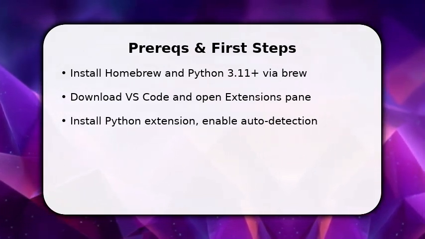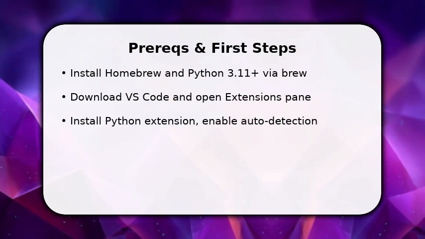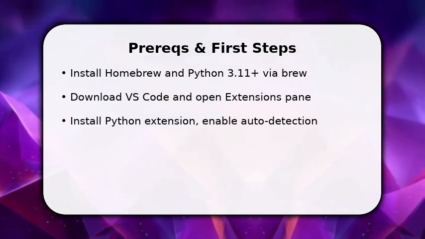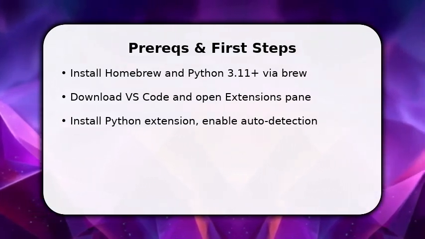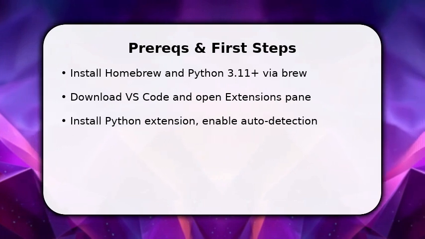You should also set your default shell to ZSH in terminal. Then open a project folder in VS Code so the editor can create workspace settings automatically.